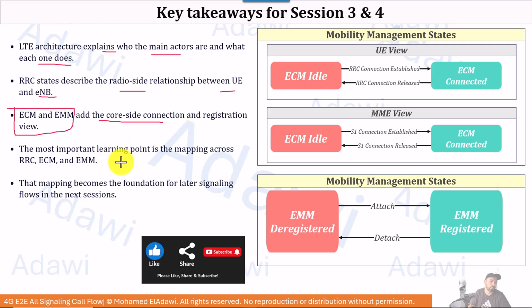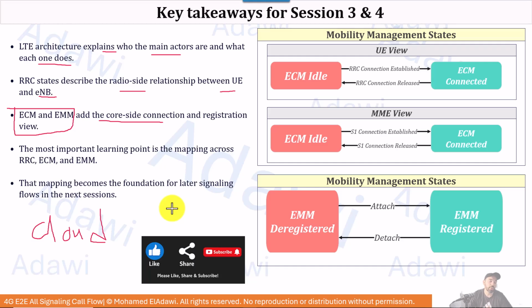And then we went through the mapping between the RRC, ECM, and EMM. There is also one additional point I added here, which was about the cloud, covered within session 3, where we went through what the EPC, or the core network for 4G, can look like in the cloud or in virtualization. So that's all about sessions 3 and 4.